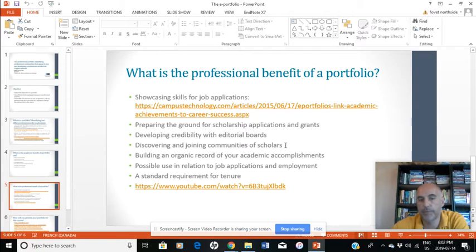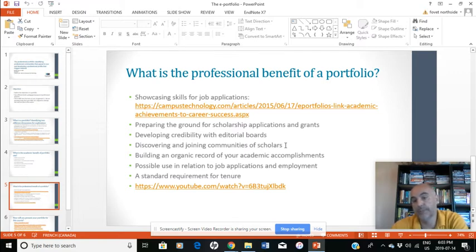Possible use in relation to job application and employment. So obviously showcasing the skills for job application, but it in itself becomes a tool often for the process of selection. So it's not rare these days that people actually pop up their ePortfolios during an interview process or at an interview meeting, and use it as a standing board and use it really as a platform to discuss, during employment selection itself, the sorts of skills that they bring into a job.